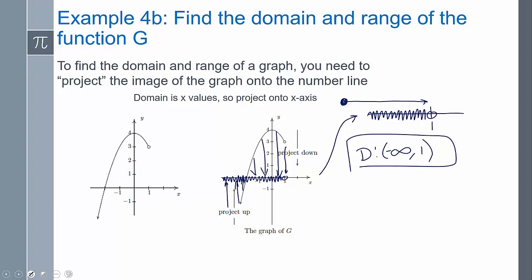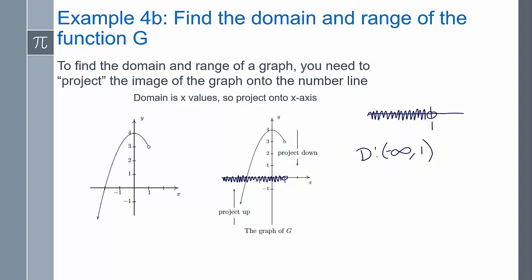I know we're not used to writing interval notation. That's okay. That's just something we're going to table and we'll talk about later.